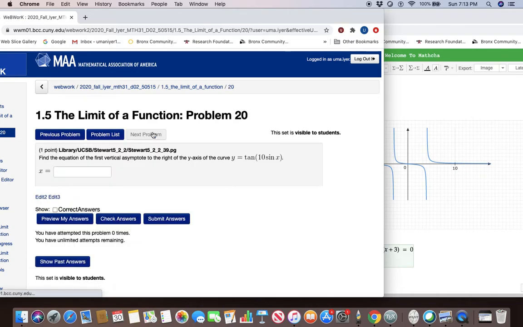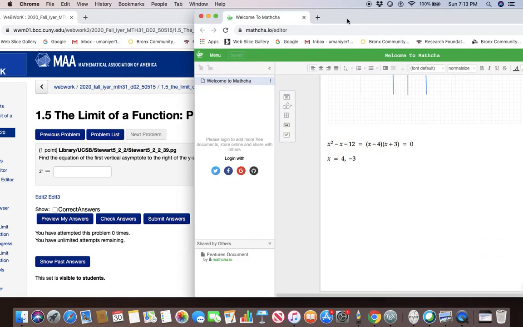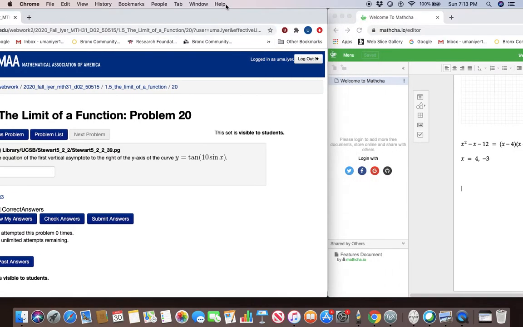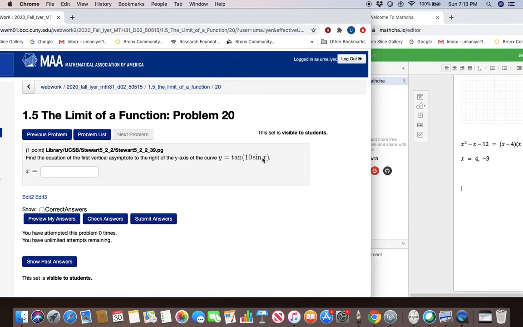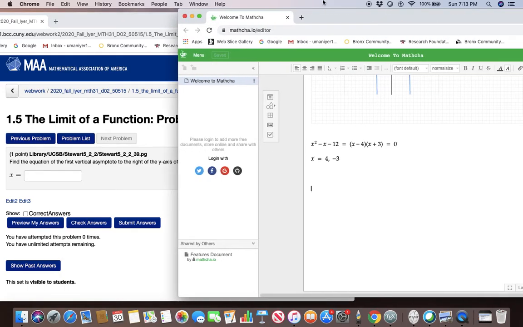All right, and the last one: you want to find the equation of the first vertical asymptote to the right of the y-axis. So when does tan go to infinity? Tan goes to infinity at pi over 2. So let's write this down.